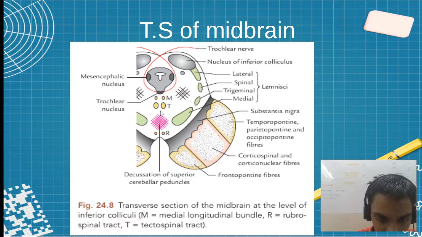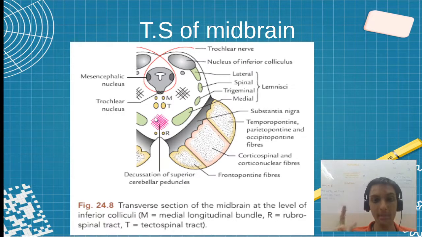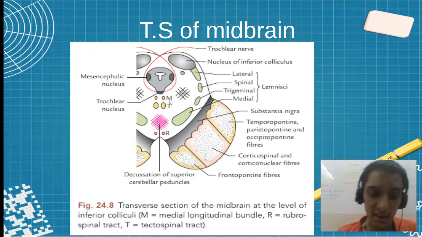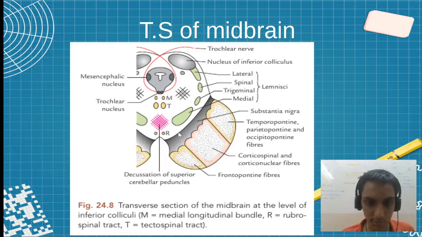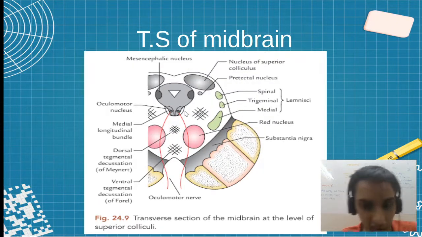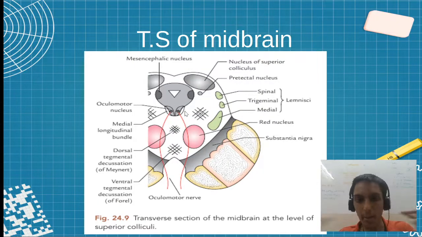Okay. This is the decussation of superior cerebellar peduncle. Here MTR is there. What is MTR? Not the MTR masala. This is medial tract, tectospinal and rubrospinal tract. This is the reticular system or the formation. Let us see with the superior colliculus. Okay, so we will compare and see.